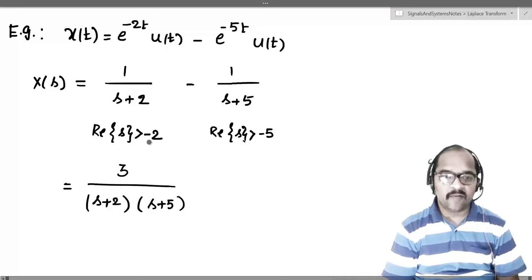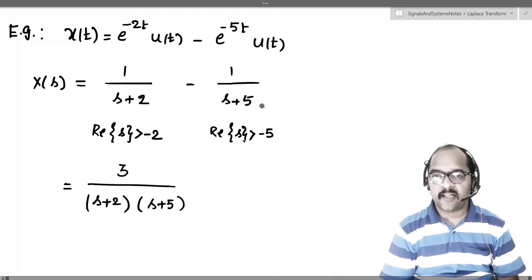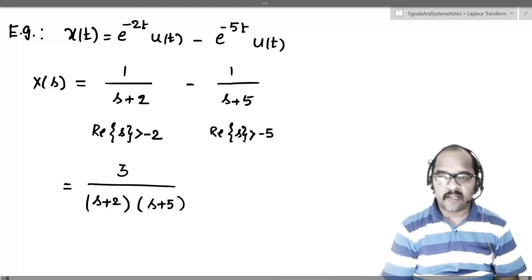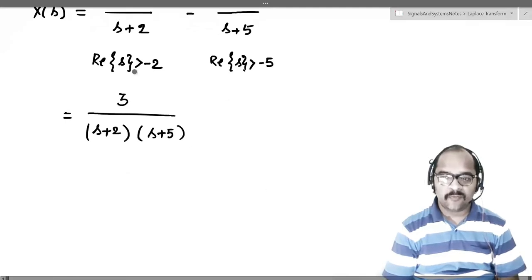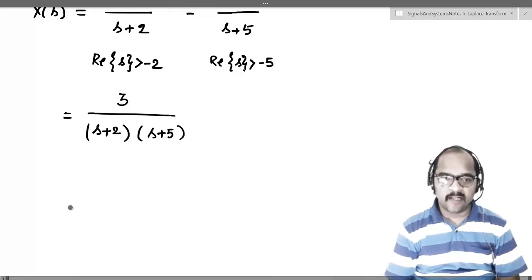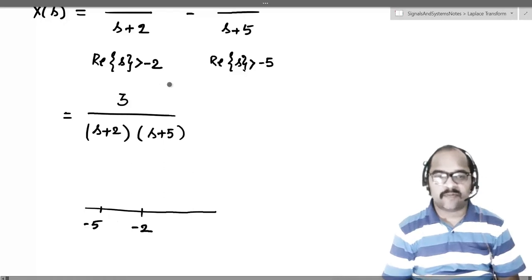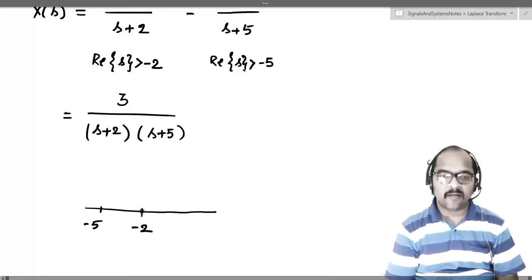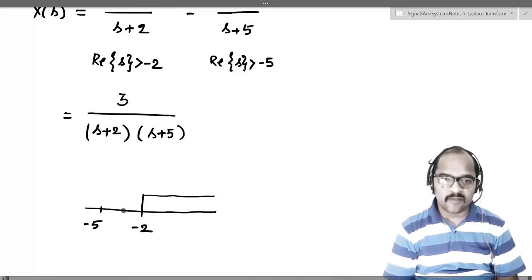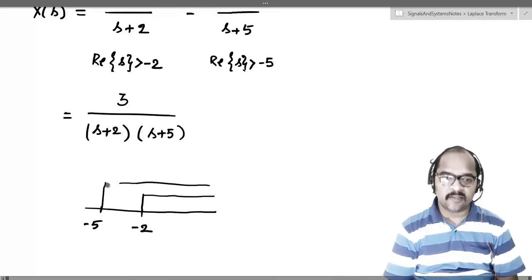The first one will have real part of s greater than minus 2. The second one will have real part of s greater than minus 5. When will both converge? We will write that down. The first one is real part of s greater than minus 2. Just for understanding, let's say this is our real line, and this is minus 5 and this one is minus 2. Real part of s greater than minus 2 means this region, and similarly real part of s greater than minus 5 means this region.